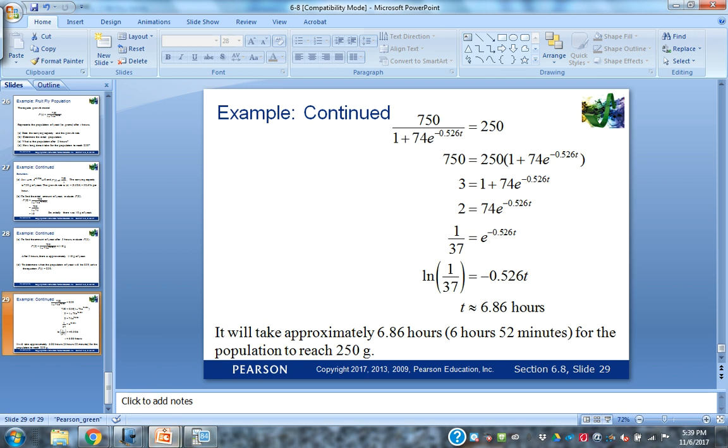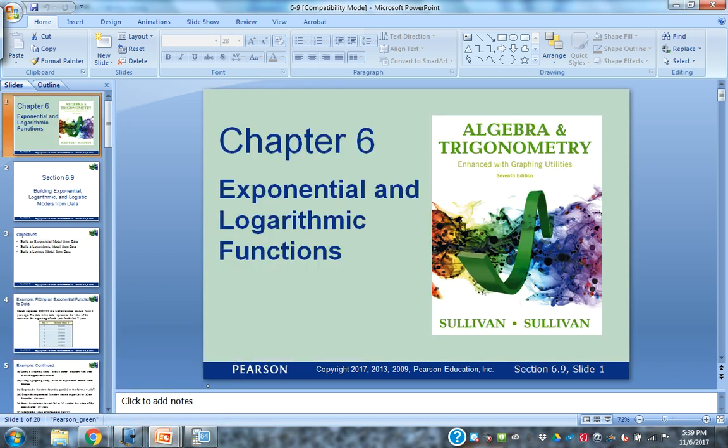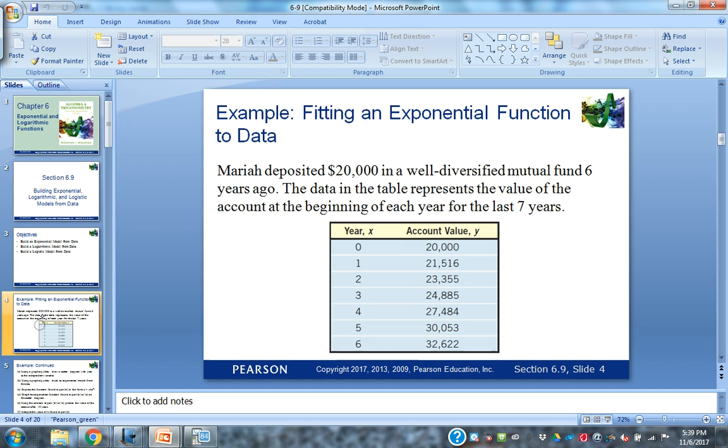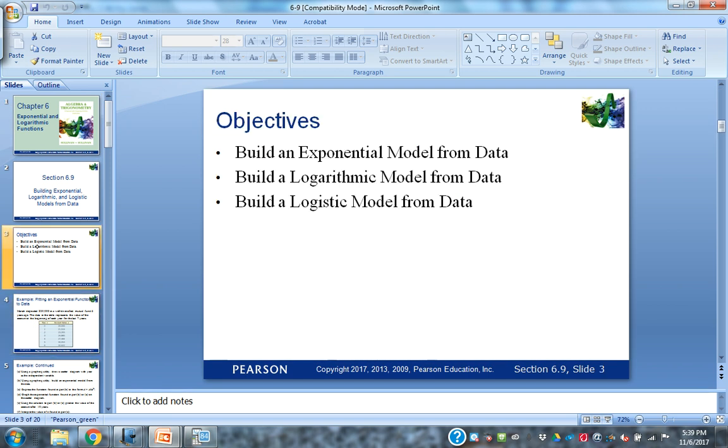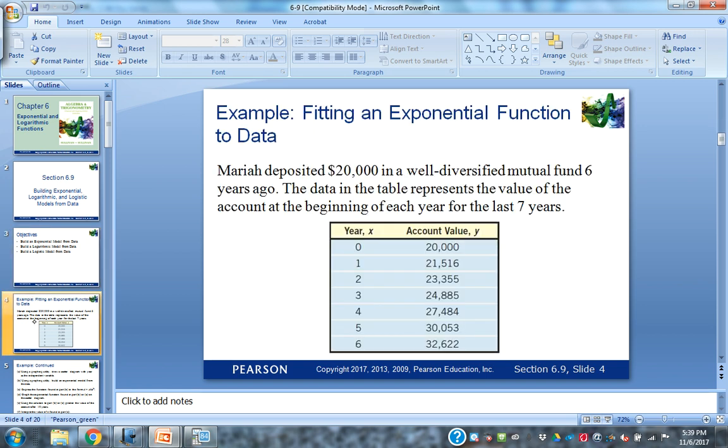Okay. Now let's look at 6.9 real quickly and talk about finding a fit, exponential fit, and then logarithmic and logistic. So we're going to build this from data. We use the graphing calculator to help us do that. So this is what we need to do. We need to take this table. So I'm in the 6.9 set of notes. So flip over to the back of the first page. That table that's there, we need to put it into our calculator as list 1 and list 2.